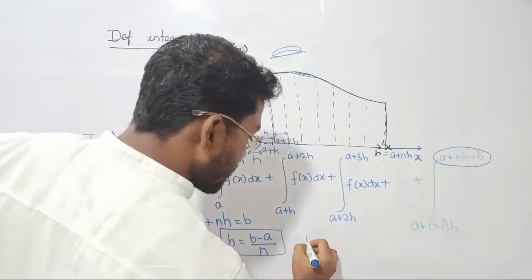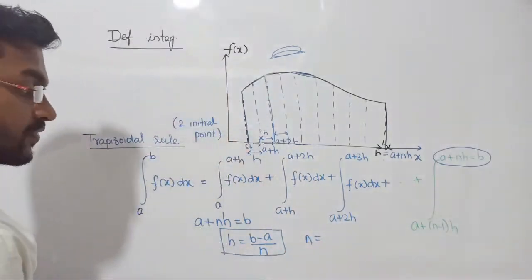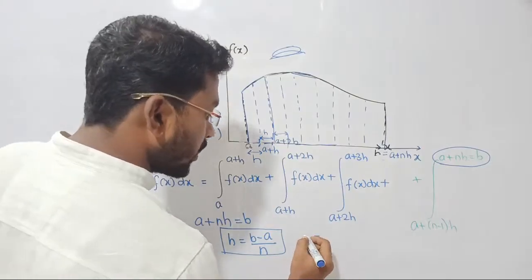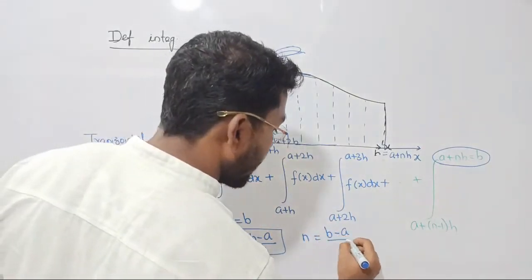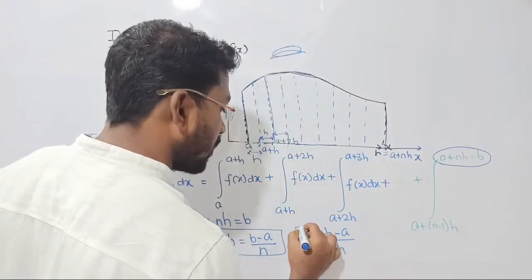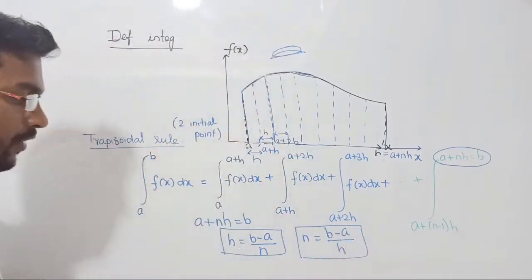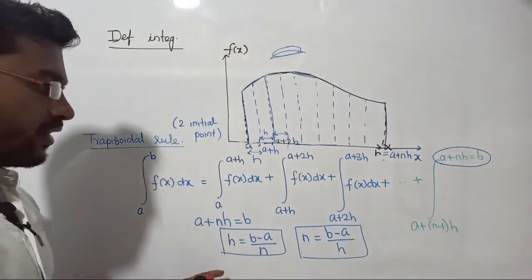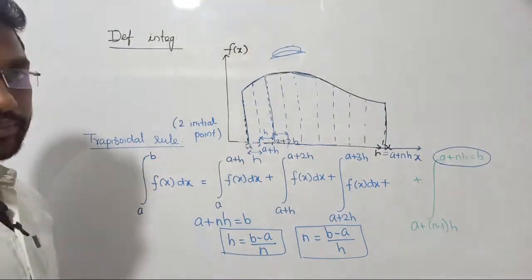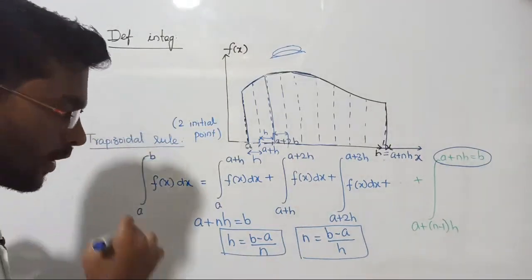right? Or if step size is given and you don't know the number of sub intervals, then you can use the same formula, that is b minus a upon step size. This is the formula to obtain the number of intervals or the step size of the function. Clear, right? Whichever data you need, you can estimate that data. This is the general formula, right? Just you can use it.